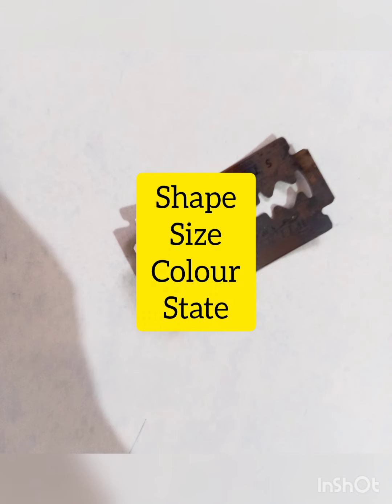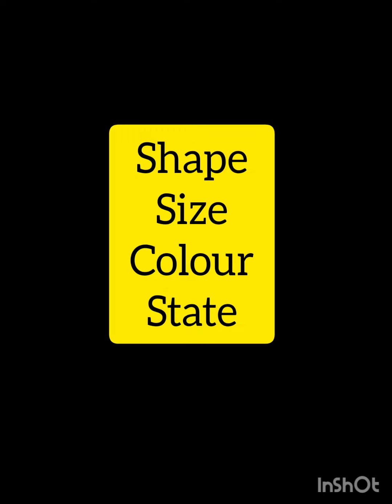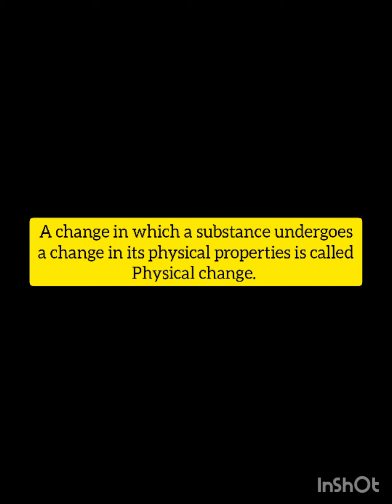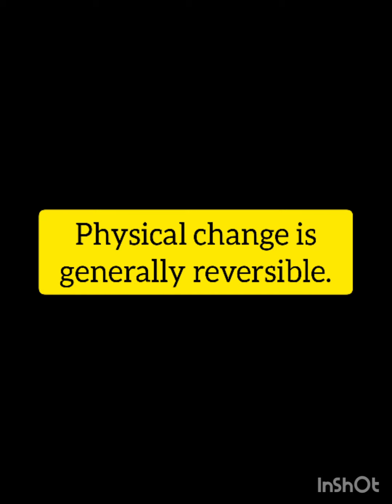Children, properties such as shape, size, color, and state of a substance are called its physical properties. Again I want to repeat here, properties such as shape, size, color, and state of a substance, means either solid, liquid, or gaseous state, are called its physical properties. So here, a change in which a substance undergoes a change in its physical properties is called a physical change. A physical change is generally reversible. Listen carefully, physical change is generally reversible.